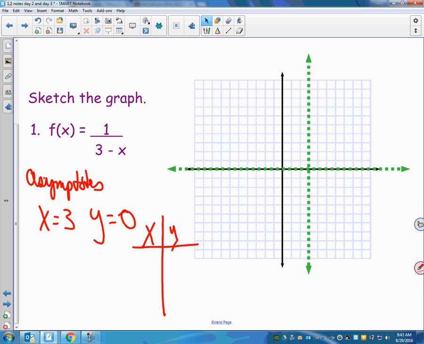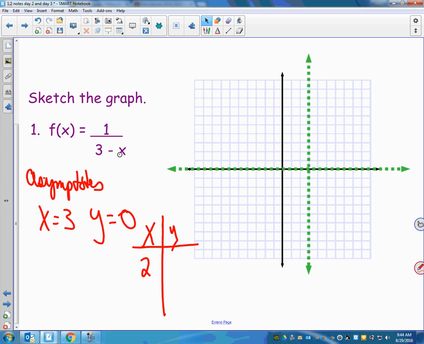I do allow you to use a scientific calculator, so don't feel like you have to do the math in your head. This one's not that bad at math, but some of them are a little uglier. But you will not be allowed to use a graphing calculator on your test. So, since my asymptote is at 3, my advice to you is always pick points right on either side of your asymptote. So if it's at 3, what would be a great point to pick? 2 sounds like a great point. You can pick 1 or 0. I just always pick right next to my asymptote.